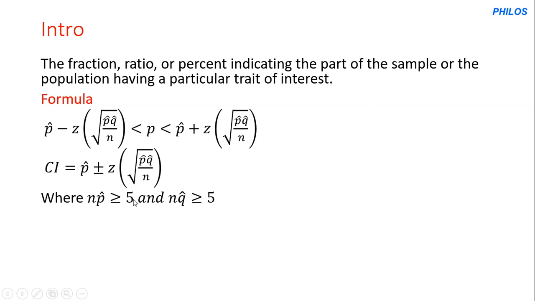Now to use this formula, you always have to check that n times p hat is greater than or equal to 5, and n times q hat is also greater than or equal to 5, where p hat is equal to x divided by n, just like how you find probability of success, and q hat is equal to 1 minus p hat. So whenever you have the p hat, you can easily get q hat by saying 1 minus p hat.